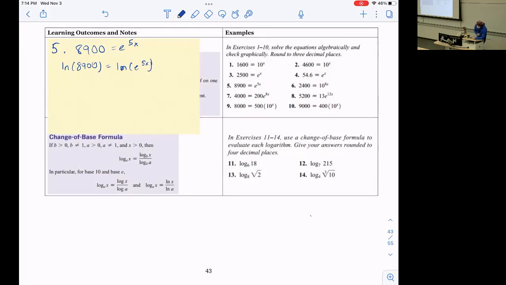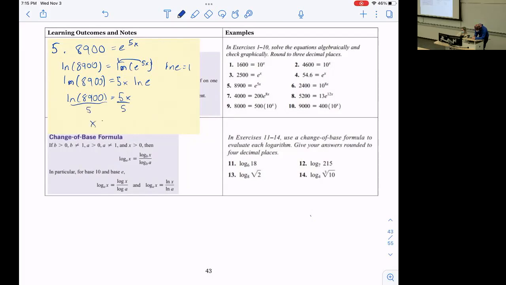Well, we know our exponent rules say that we can bring that 5x up front. So we'd have ln of 8,900 is equal to 5x times ln of e. Well, that's just log base e of e. Anytime the base is to itself, it's just going to equal 1. So ln of e is equal to 1. So we just have ln of 8,900 is equal to 5x, which we can divide 5 on both sides.